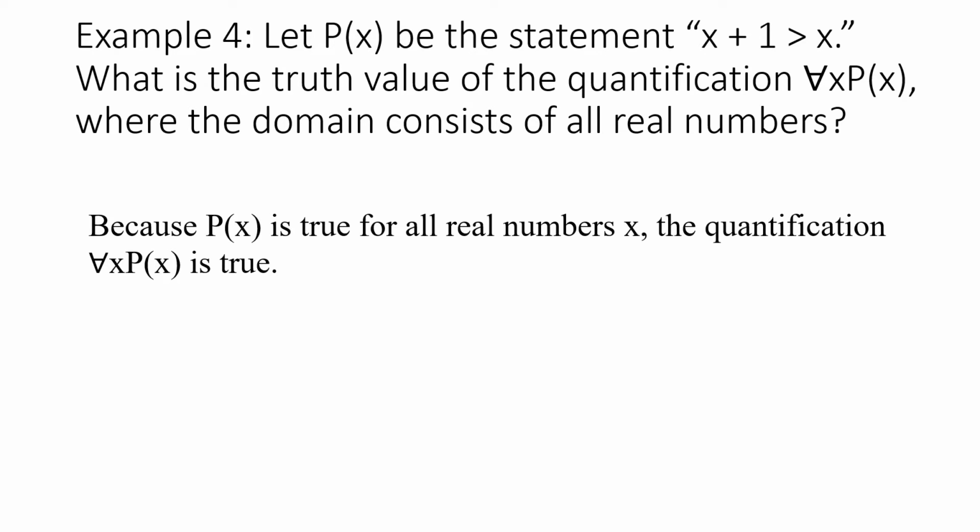The statement for all x, p of x is false, where p of x is a propositional function, if and only if p of x is not always true when x is in the domain. One way to show that p of x is not always true when x is in the domain is to find a counterexample to the statement for all x p of x. Note that a single counterexample is all we need to establish that for all x p of x is false.